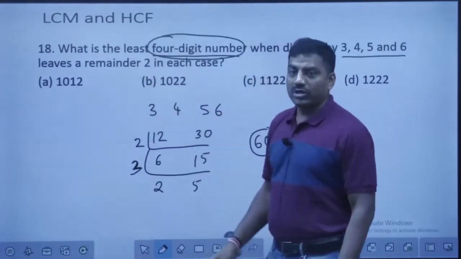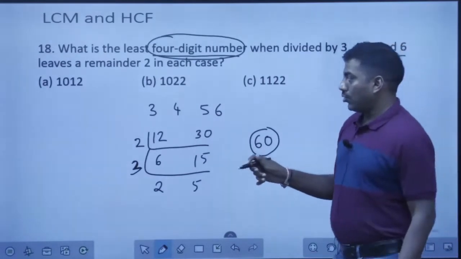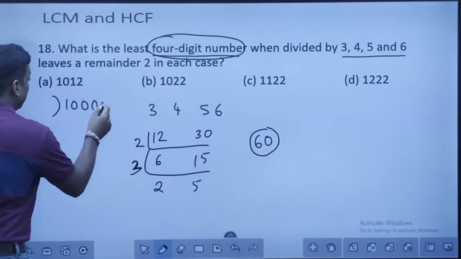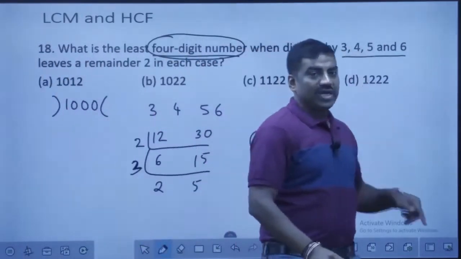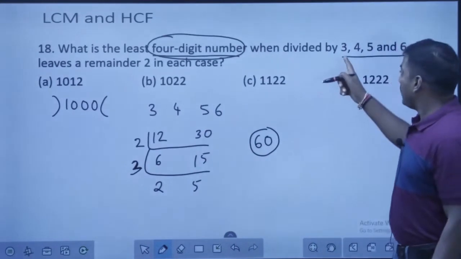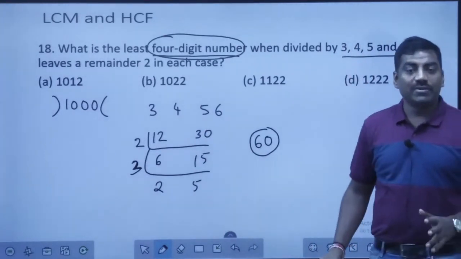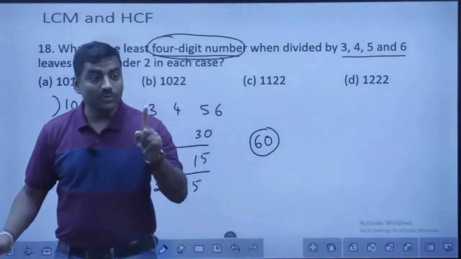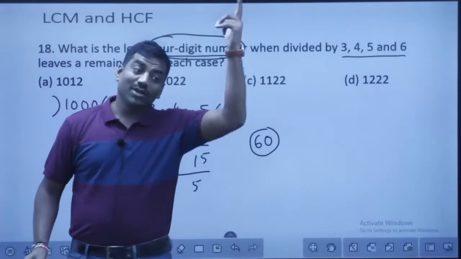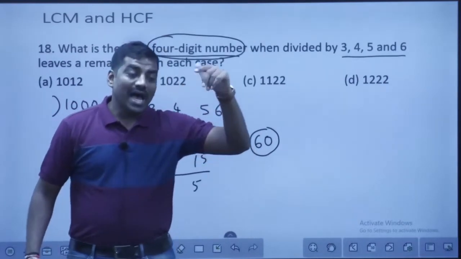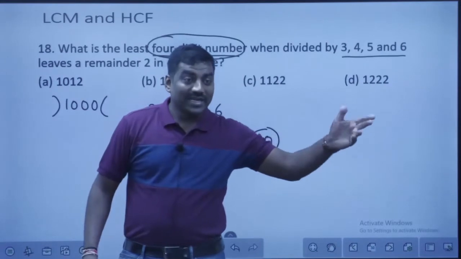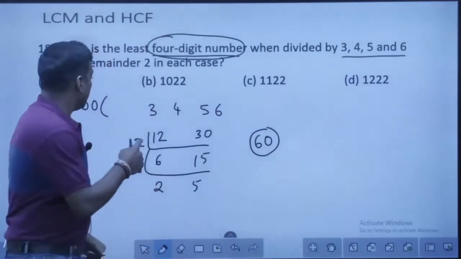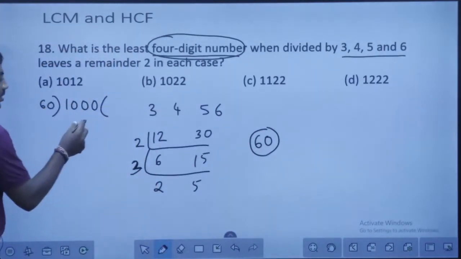But what are we trying to find out? We are trying to find out the 4-digit number. First of all, we have to divide the least 4-digit number by what? 3, 4, 5, 6. Instead of dividing it by 3, 4, 5 and 6, I will divide by 60. Not 62. 60. Later we will add the remainder. Adding the deficit or subtracting the excess will happen at the last stage after division.